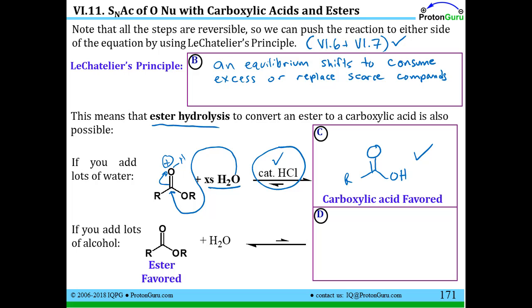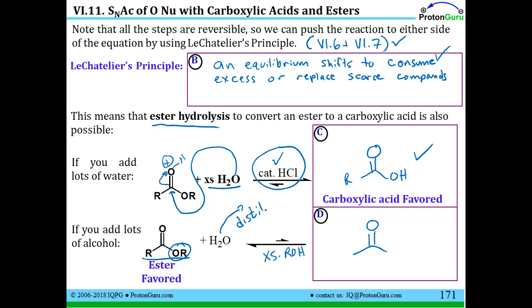Now, what if we want to favor the ester? Well, when you make the ester, you make some water. So we could make the water scarce by distilling it away. Remember, the equilibrium will shift to replace scarce compounds. So one thing we can do is do a distillation away of the water. Another thing we can do is just add an excess of the alcohol, right? The equilibrium will shift to consume the excess of that alcohol. Every time you consume an alcohol, one OR group from the alcohol goes on to the ester.